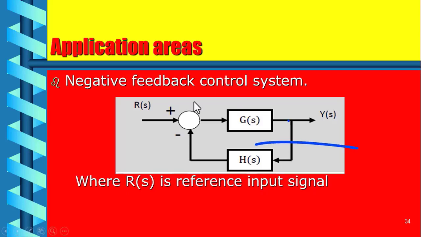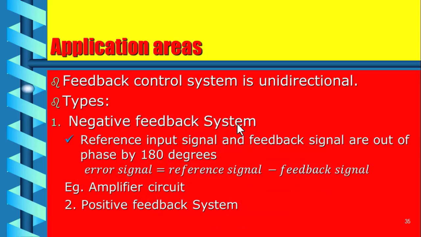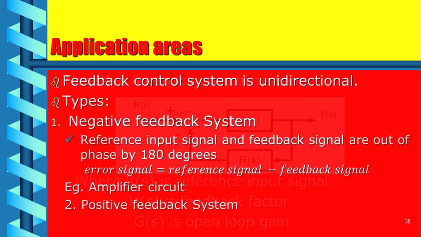Here we can see that R of S is the reference input signal and H of S is the feedback signal. The difference between the input signal and the feedback signal will be fed to the loop gain of the system. Feedback in a control system is unidirectional. It is always from the output of the system to the input of the system.